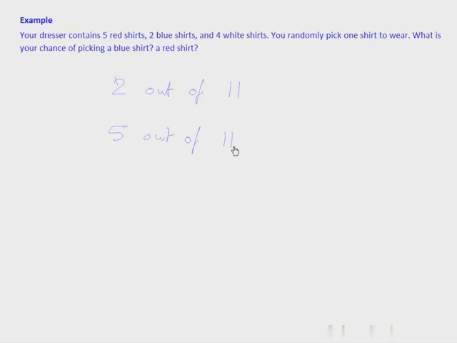How about the chance of picking a white shirt? Yes, there are 4 whites. So 4 out of 11. Of course, 5 plus 4 plus 2 is 11. So the chance of picking one of those shirts has to be 11 out of 11.